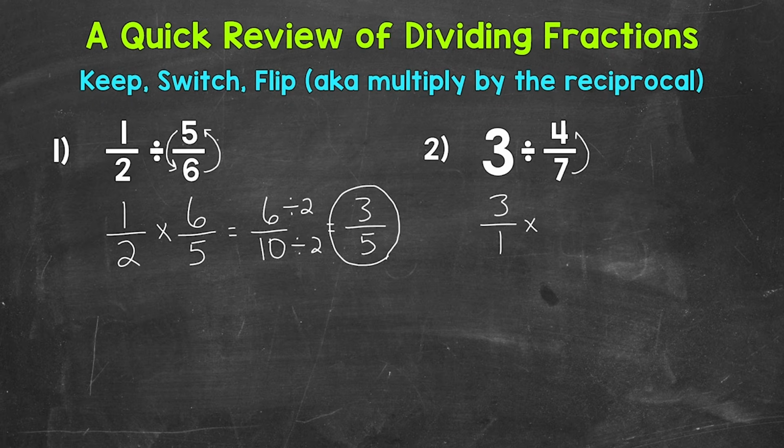So the 7 is our numerator, and the 4 is our denominator. So 7 up top, 4 below. Now we can multiply straight across. 3 times 7, 21. And then 1 times 4 is 4. So we get 21/4, which is our answer, but it's in the form of an improper fraction. So let's convert this to a mixed number.